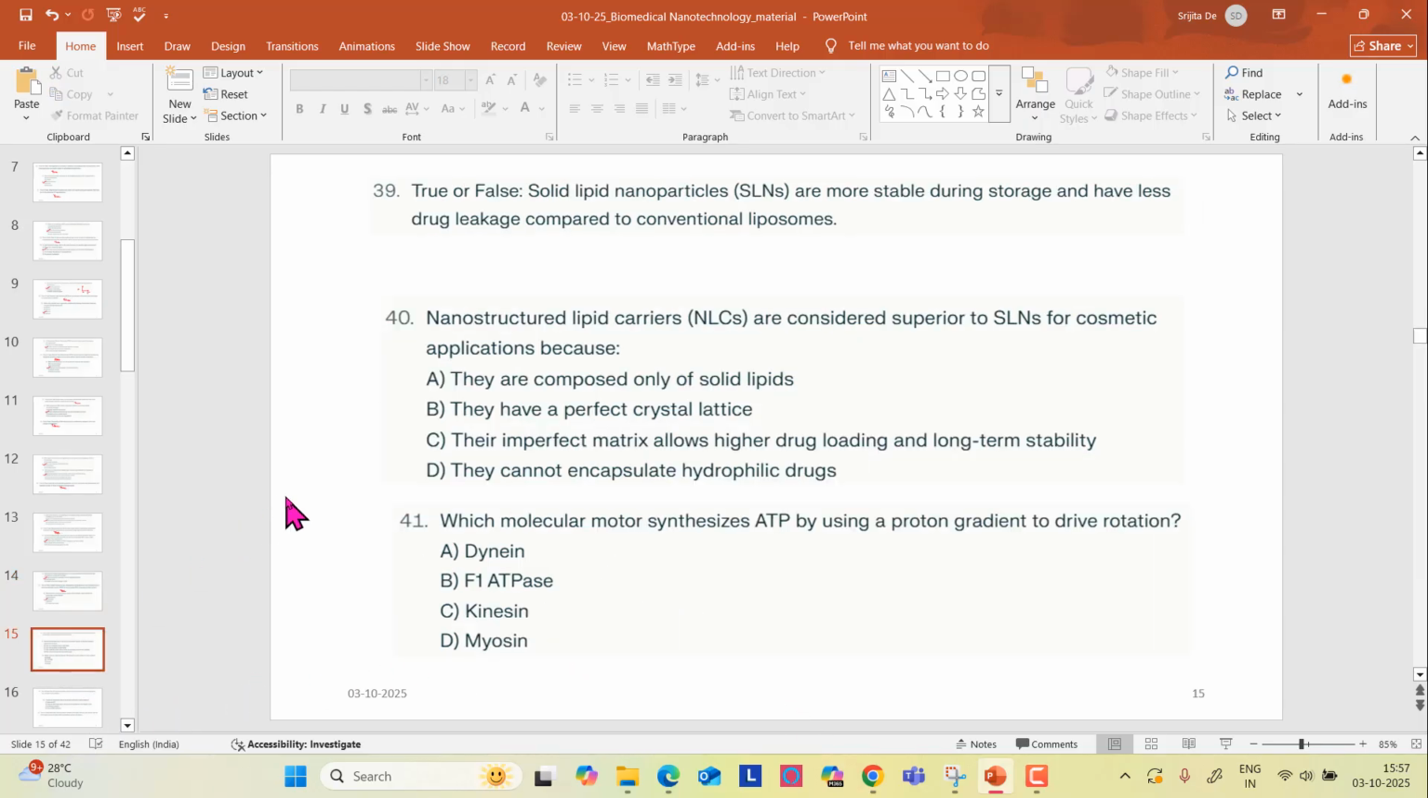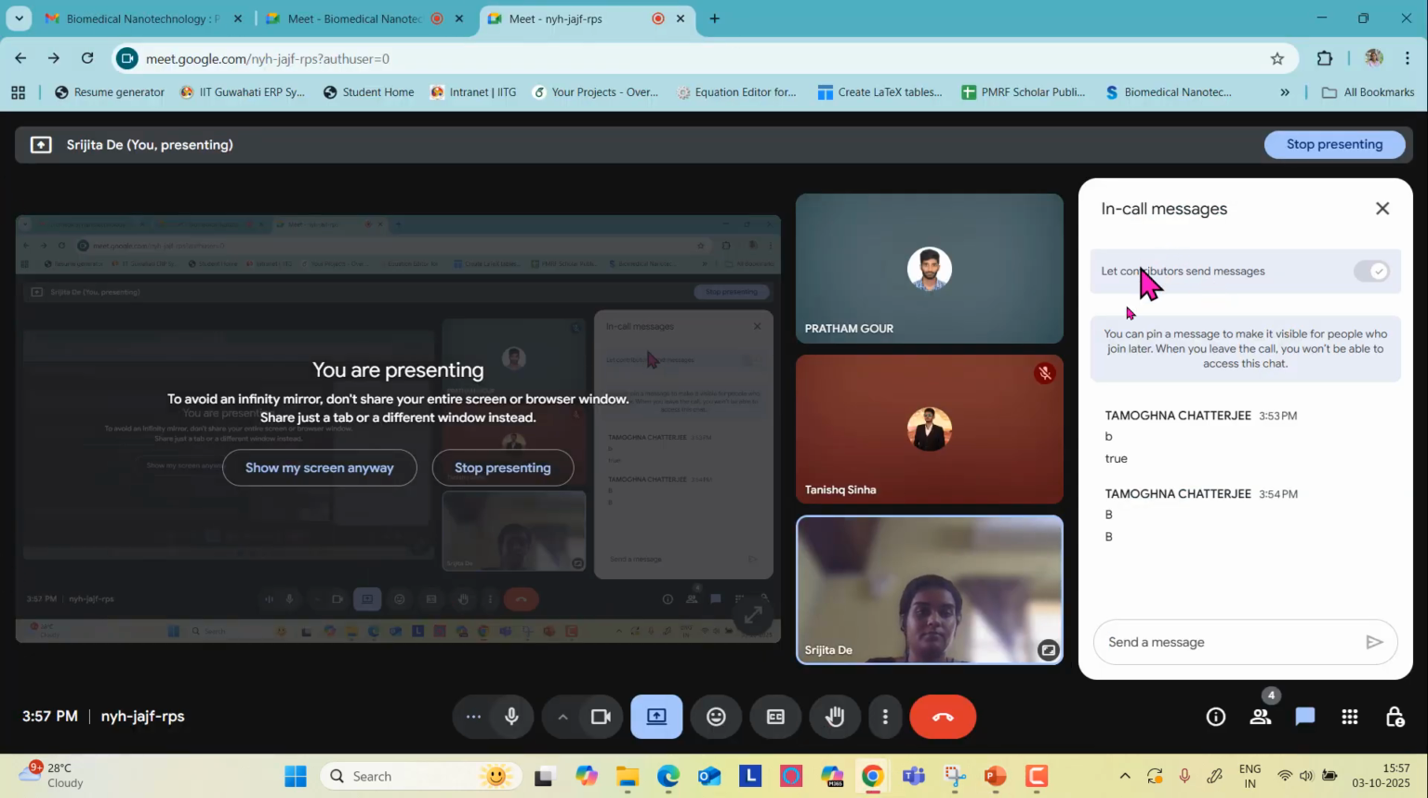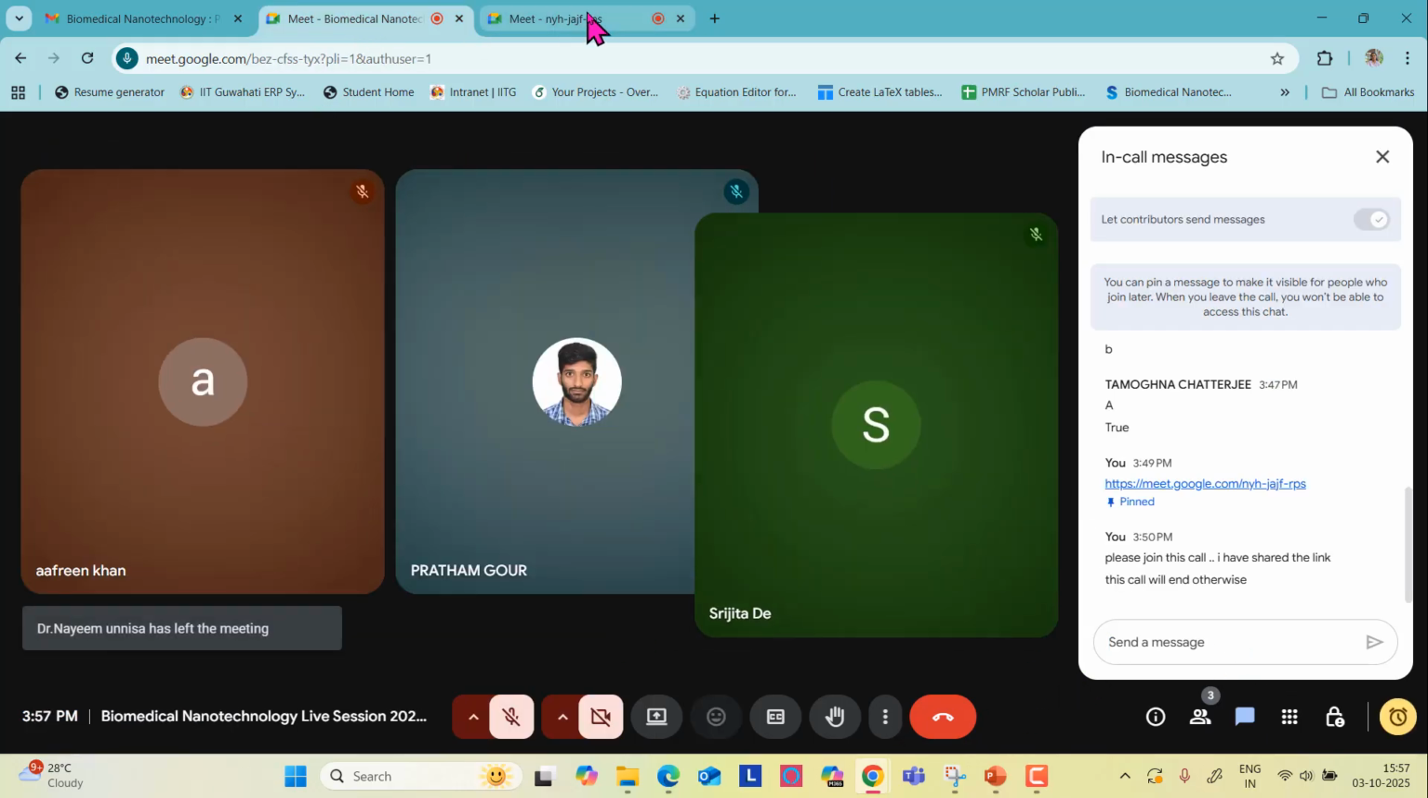Next, solid lipid nanoparticles are more stable during storage and have less drug leakage compared to conventional liposomes. True. Yes, it is true.